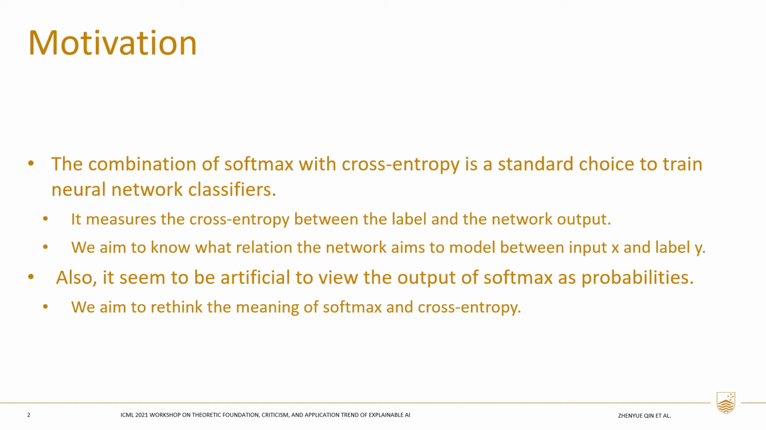The motivation of this work lies on two aspects. Firstly, the combination of softmax with cross-entropy measures the relationship between the output and the label. We aim to know what relation the network is modeling between the input X and the label Y. Secondly, and arguably, it may seem to be artificial to view the output of softmax as probabilities. In this work, we show that neural network classifiers can be viewed as multi-information evaluators.